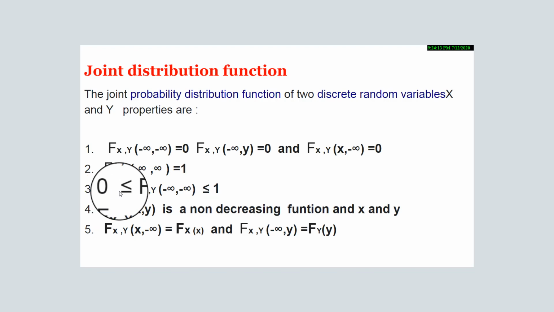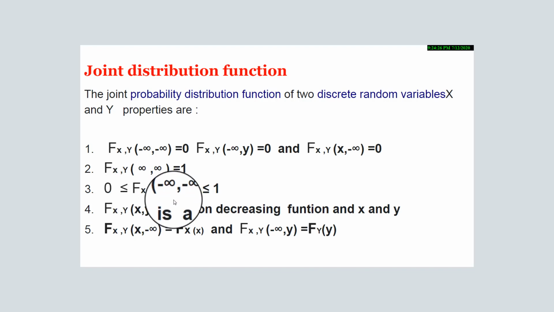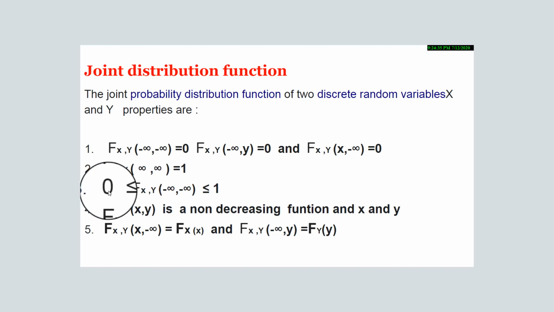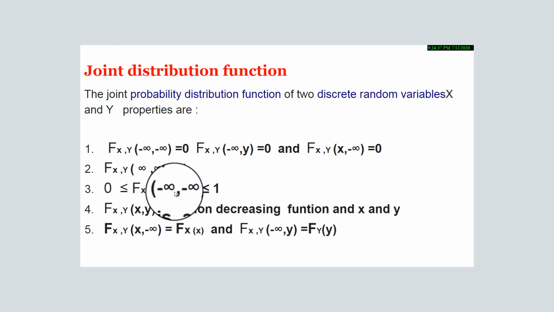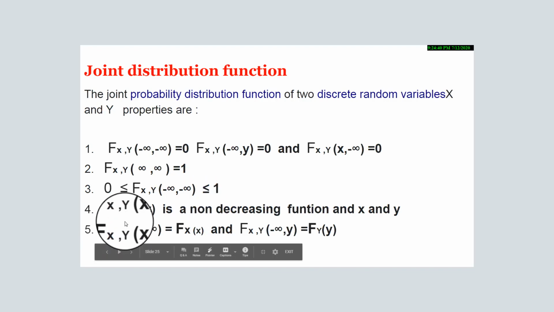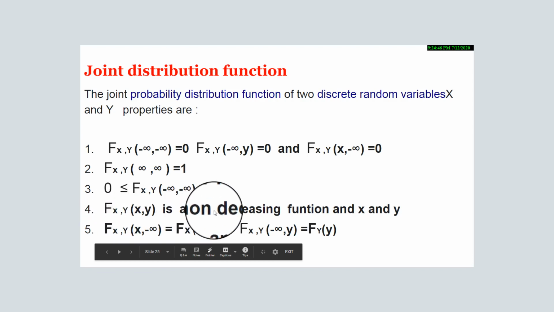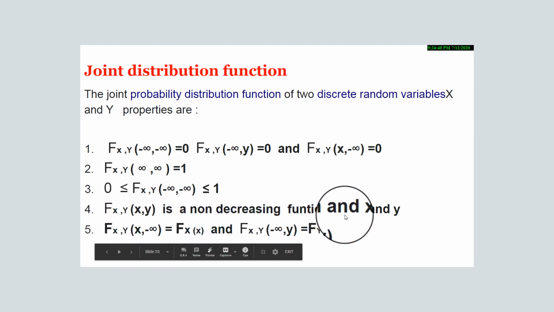The third property says that the function F of x comma y within the limits minus infinity to plus infinity lies between 0 and 1. Or else you can write this equation as F of x comma y within the brackets lies between 0 and 1. Always your probability function lies between 0 and 1. Now this function, the probability distribution function, is a non-decreasing function of x and y.